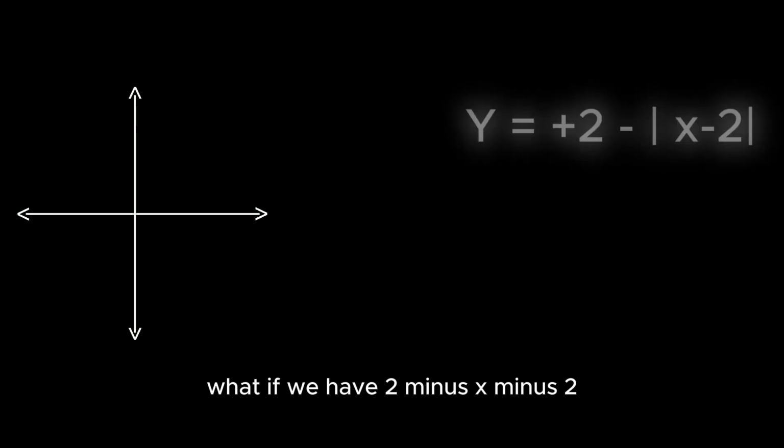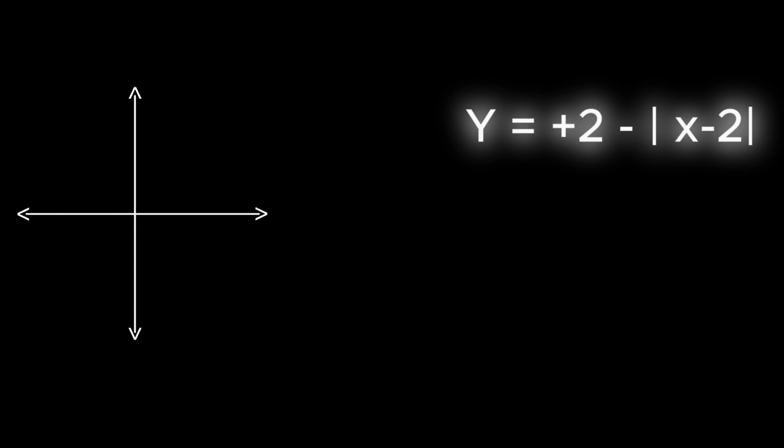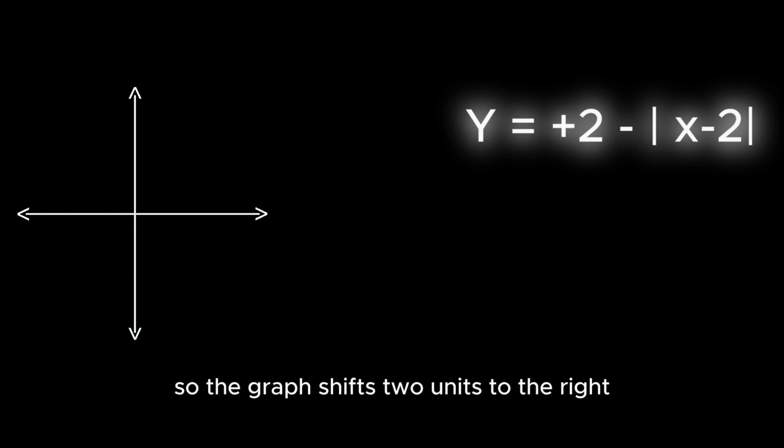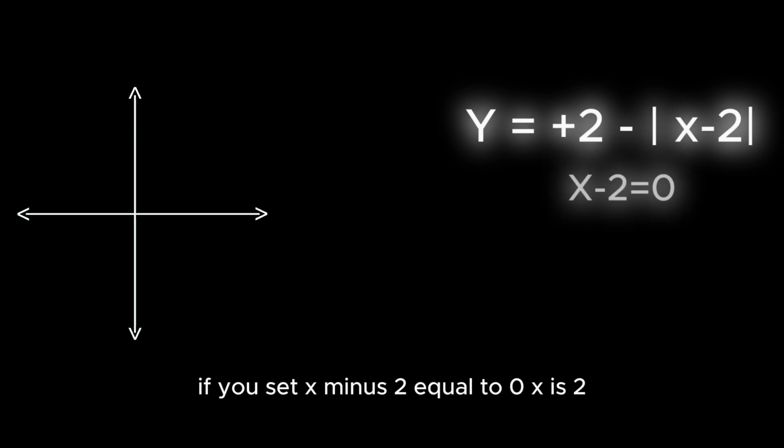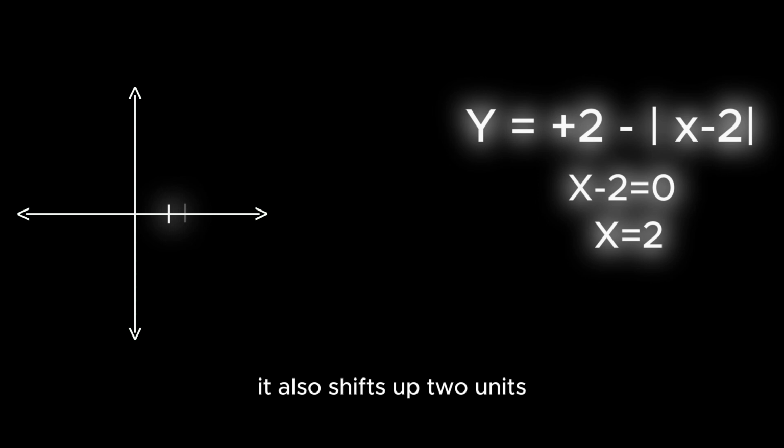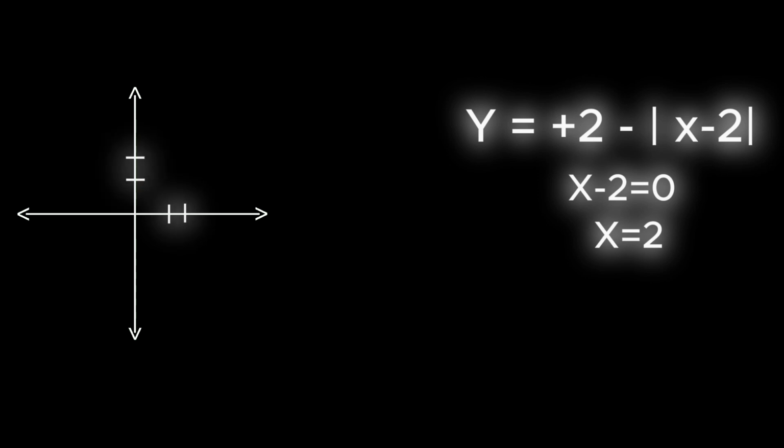So go ahead and try this example. What if we have 2 minus the absolute value of x minus 2? So the graph shifts 2 units to the right. If you set x minus 2 equal to 0, x is 2. It also shifts up 2 units. So the new origin is at (2, 2).